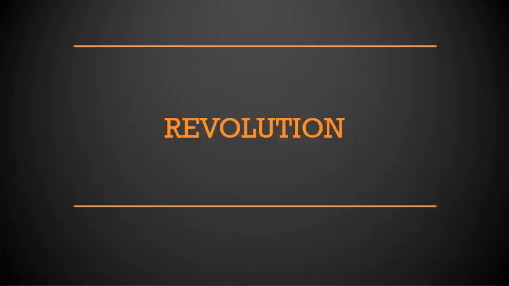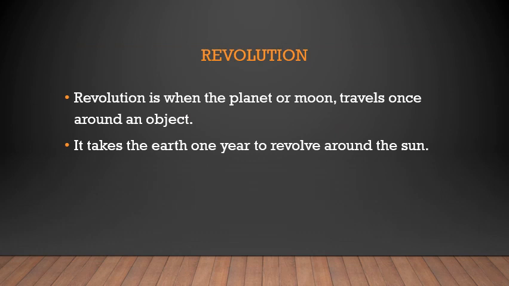Next is revolution. What is revolution? Revolution is when the planet or the moon travels once around an object. Here the object we are referring to is the sun. The planet Earth goes around the sun and comes to the same place, and it takes 1 year to revolve around the sun. That period of time is called revolution.